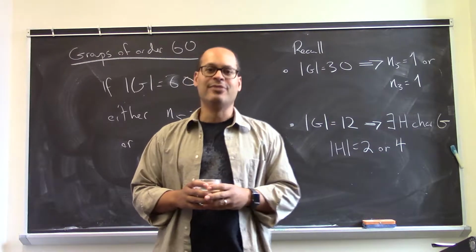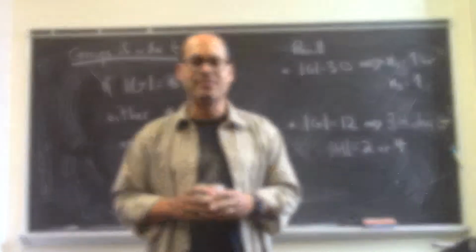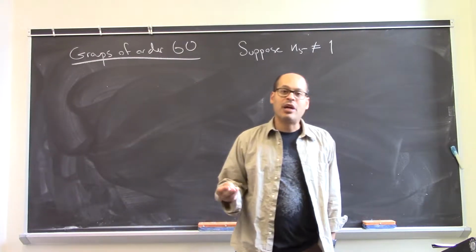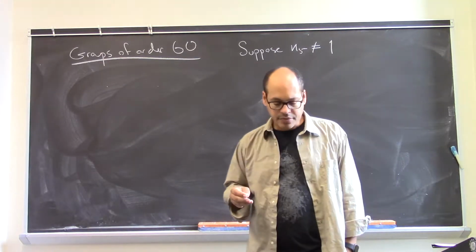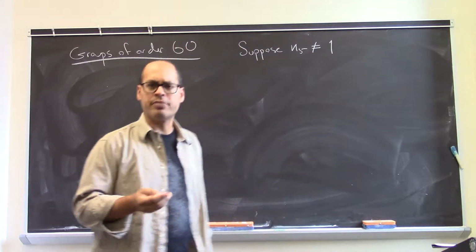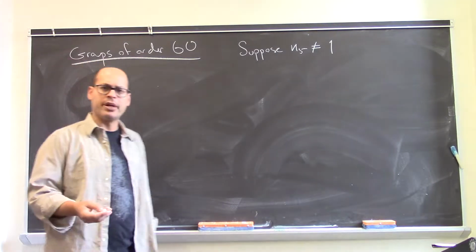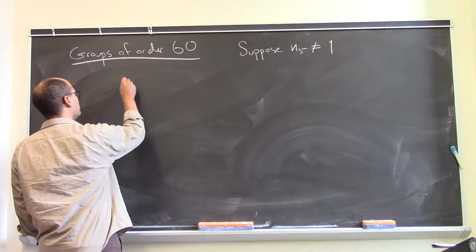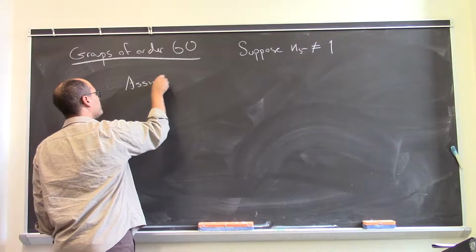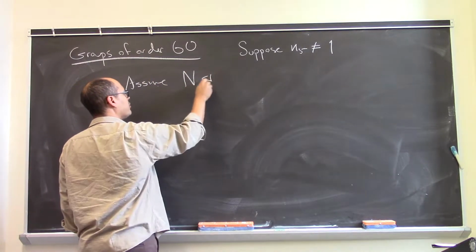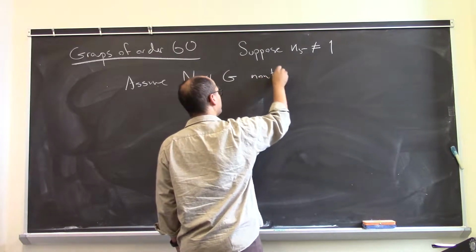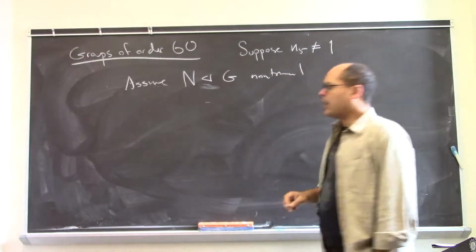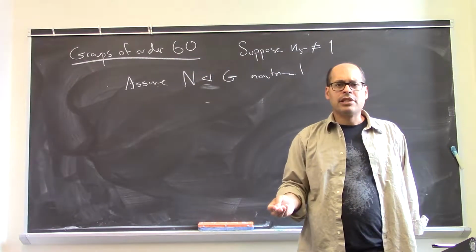All right, so let's take a look at groups of order 60. Suppose you have a group of order 60 and the Sylow 5 subgroup isn't normal. What I want to show is that the group is simple, and we're going to argue by contradiction. So we're going to assume N is a non-trivial normal subgroup of G, and we're just going to think about what are the possible orders it could have.